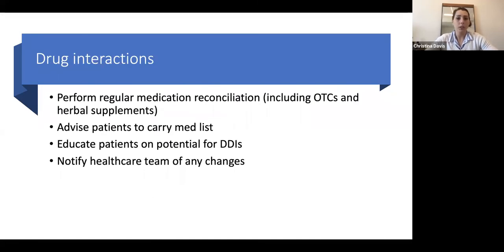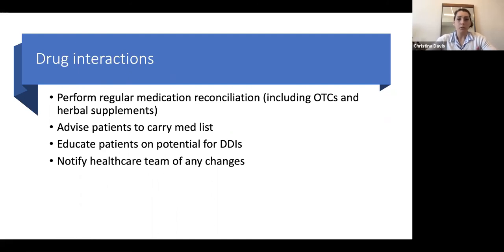Drug interactions, I'll try to breeze through a little bit of this. This is definitely more pharmacy heavy, but really the most important thing to know is that patients on oral oncology medicines should be having MedRecs performed regularly. That includes all over-the-counter medications, herbal supplements. You need to advise them, really they should be carrying a current medication list and notifying us as well as their other providers if they are starting anything new.